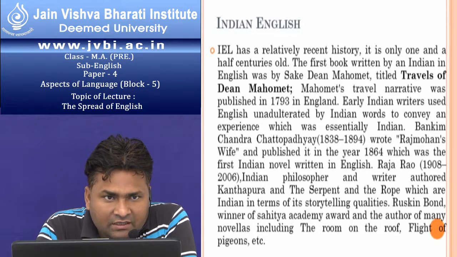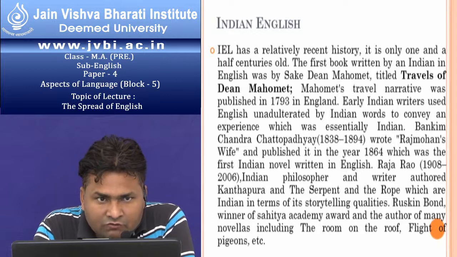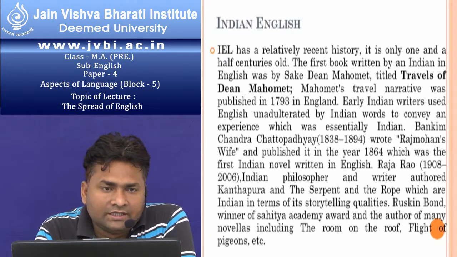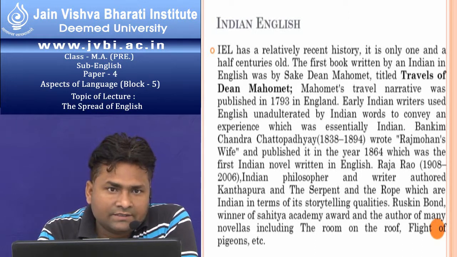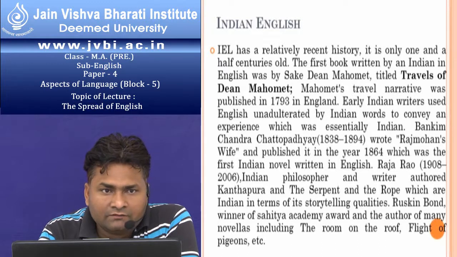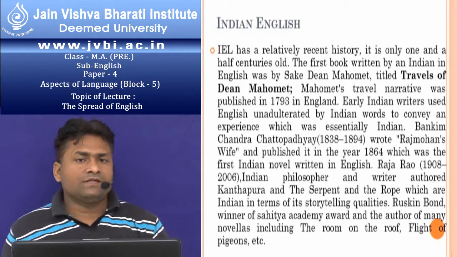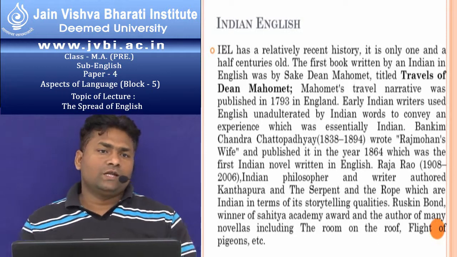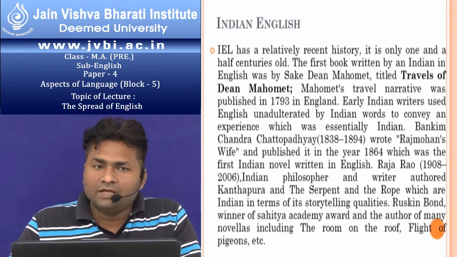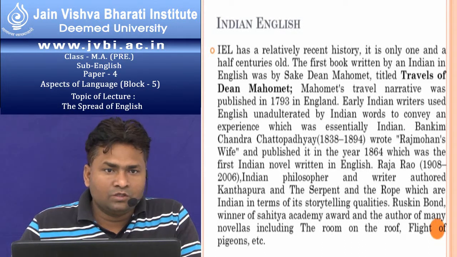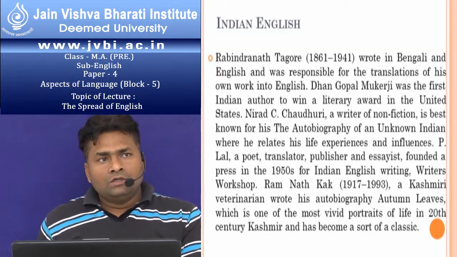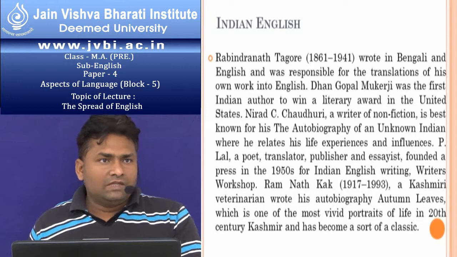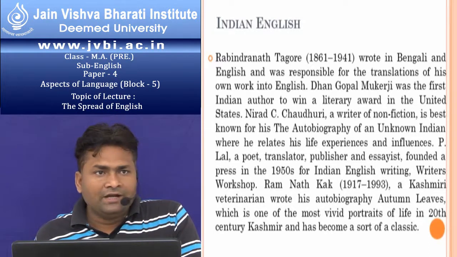Bankim Chandra Chattopadhyay wrote Raj Mohan's Wife and published it in the year 1864, which was the first Indian novel written in English. Raja Rao, who was born in 1908 and died in 2006, an Indian philosopher and writer, authored Kanthapura and The Serpent and the Rope, which are Indian in terms of their storytelling qualities. Ruskin Bond, winner of the Sahitya Akademi Award and author of many novellas, including The Room on the Roof, Flight of Pigeons, etc. So there are many writers who worked for the development of English literature, particularly written in India and the Indian subcontinent.